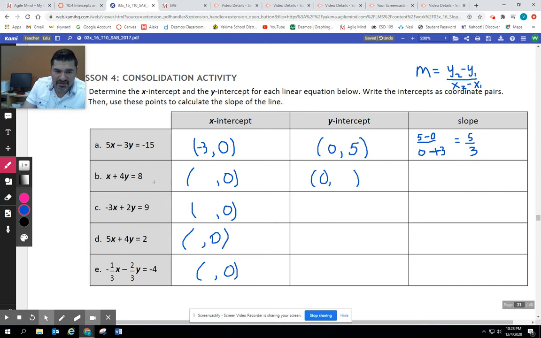Okay, let's check out letter B. To find the x-intercept, the y value is 0, so this disappears. If this disappears, then it's just x equals 8. So that's going to be 8. And over here, x is 0, so that disappears, and I have 4y equals 8. So the value of y has to be 2, because 4 times 2 will equal 8.